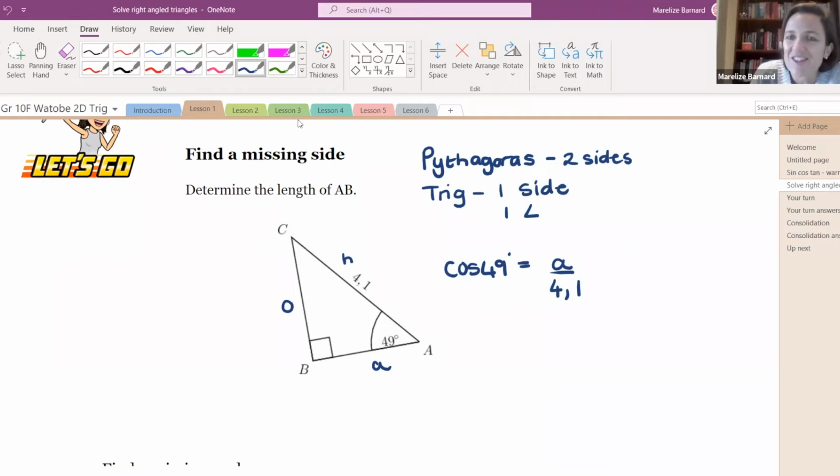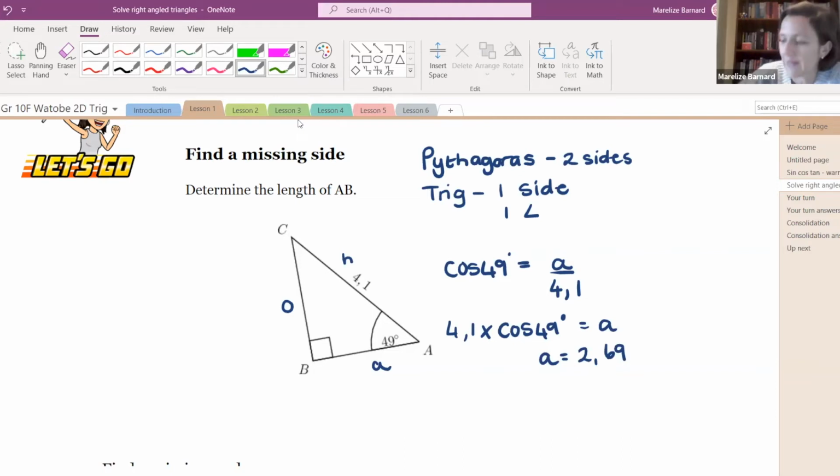Okay. So what we're going to do is we're going to times by 4,1 on both sides. So 4,1 times cos of 49 is going to give me that missing adjacent side. And that is just some calculator work. And we should all be getting 2,69 if we are rounding to 2 decimal places. So please make sure you're rounding correctly.